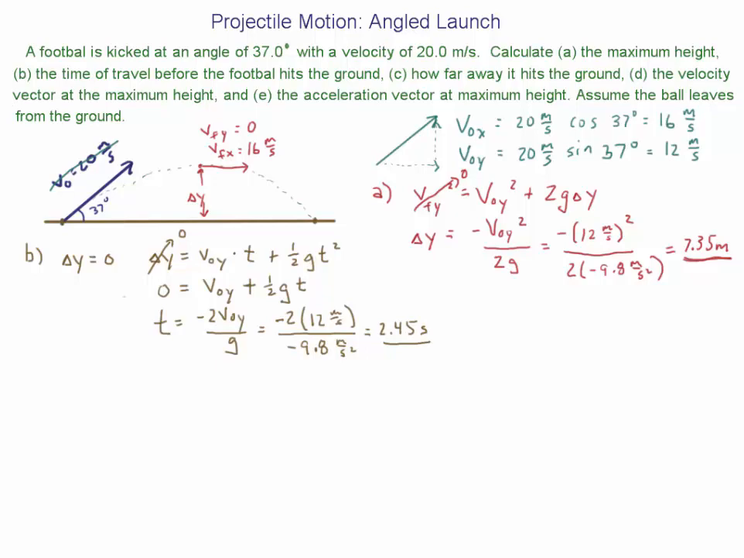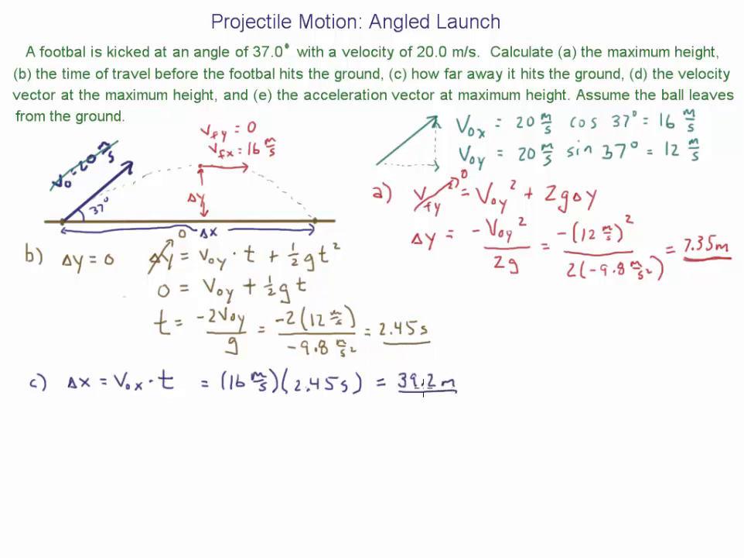Now let's see what's next. How far away it hits the ground. What we're talking about when we say how far away it hits the ground is delta x. This is also known as the range, the total distance it traveled. One of the things we love about this is there's only one equation you use in the horizontal direction, delta x equals v0x times t. We have both of those, so let's plug them in. It's 16 meters per second, and we were in the air for 2.45 seconds. That gives us a range of 39.2 meters.